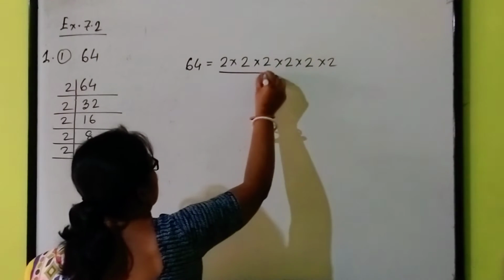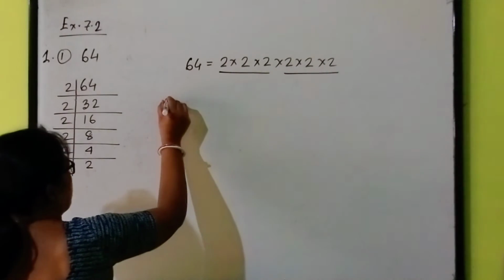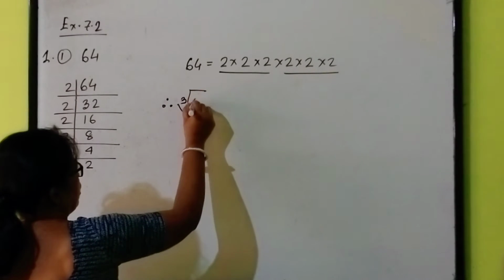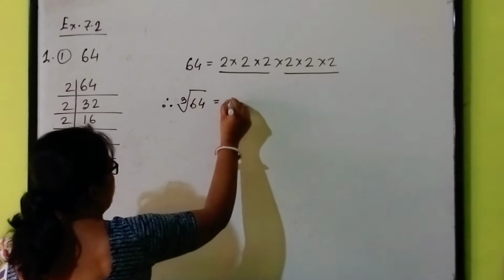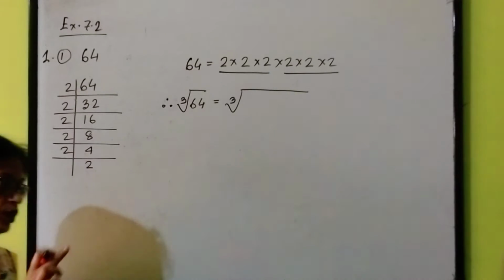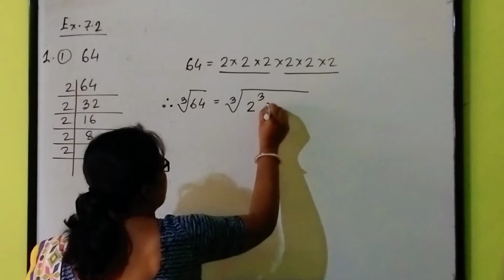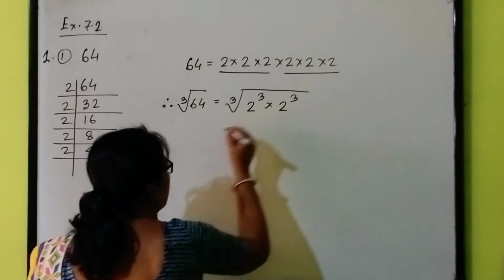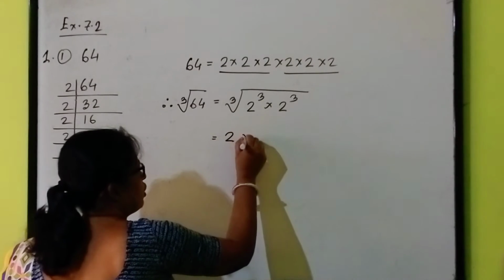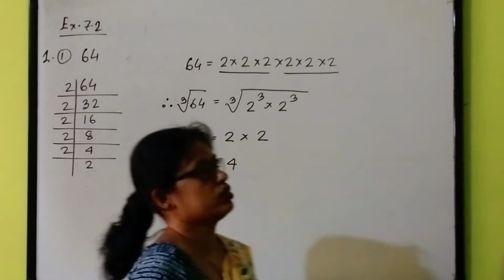Now, what to do? Make triplets. In square roots, you have made pairs. Here we will make triplets. Now, how to write the cube root? You will write it in this way. Don't be careless, give it properly. Now, 2 triplet can be written as 2 cube. As it is cube root, 2 will come from this 2 cube, and 2 will come from this 2 cube. So 2 2 is 4. This is your answer.